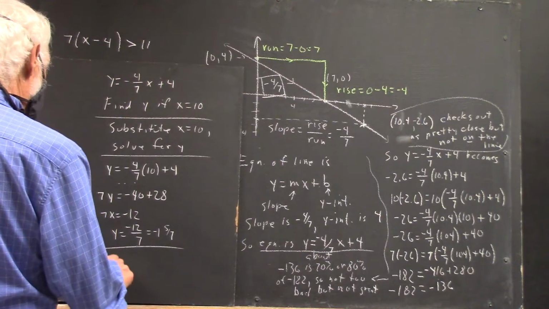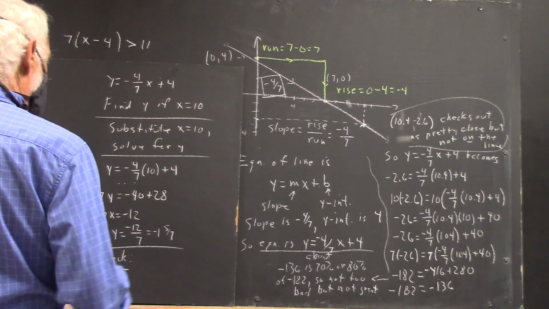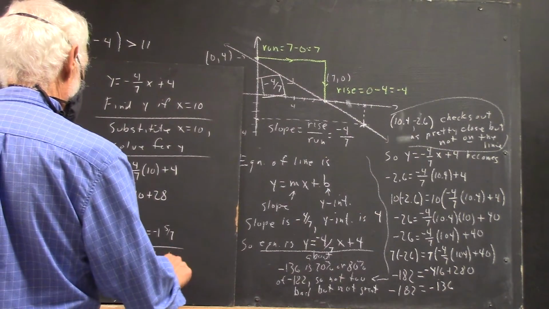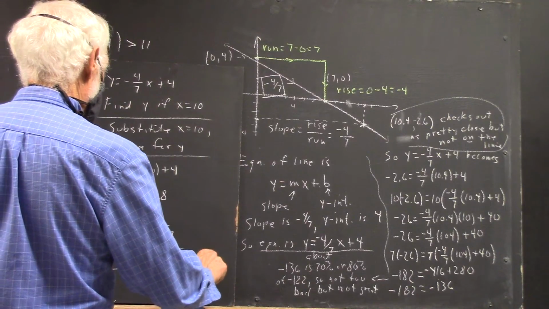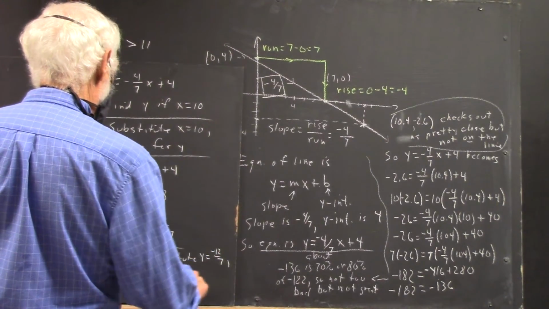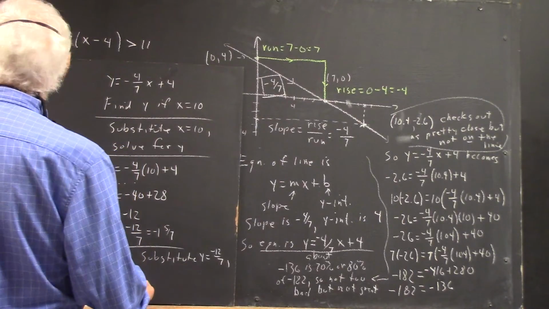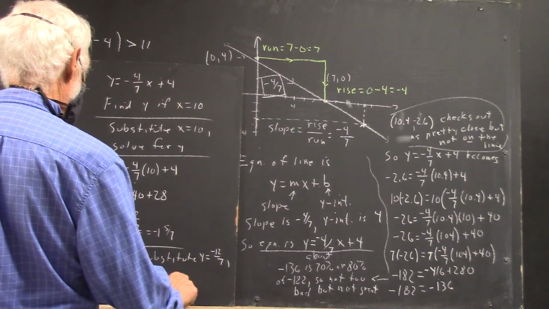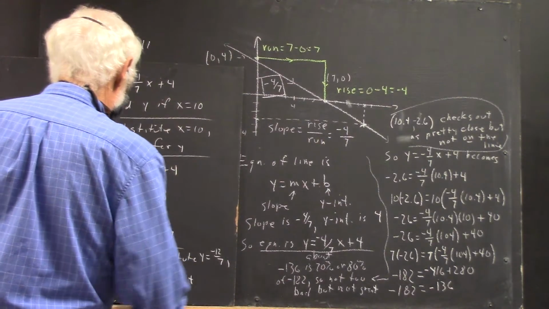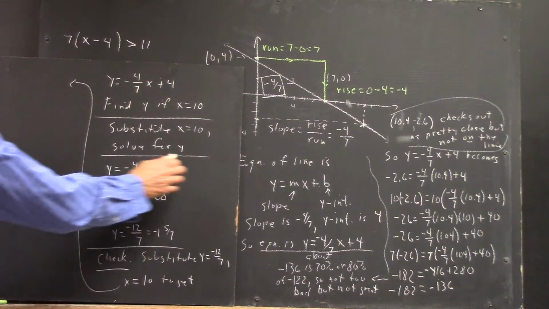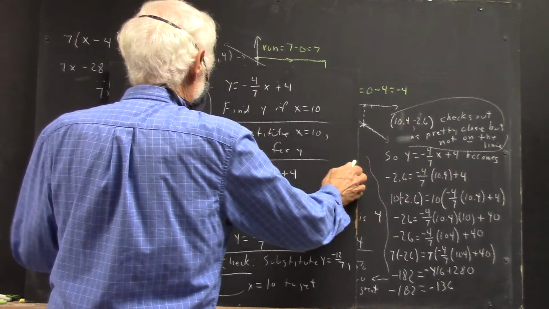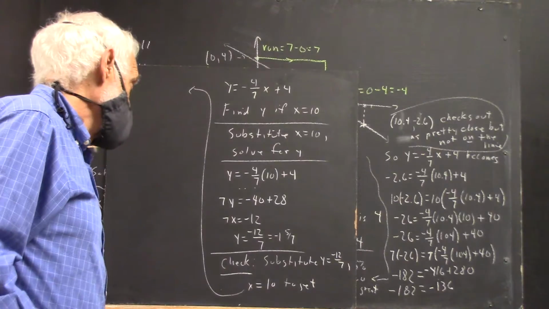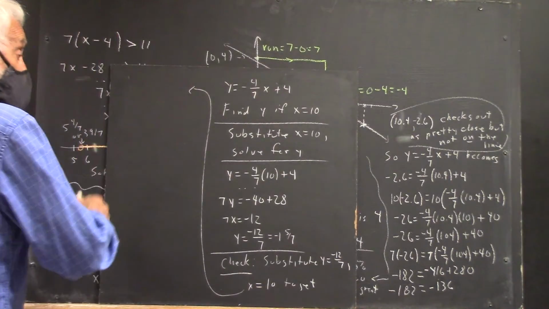And then we can check. Substitute y equals -12/7 and x equals 10 to get, and of course we come on up here and see what we get. Because that doesn't fit with my picture very well, I'm a little suspicious of it. I don't see anything wrong with it though. Pretty sure it's right. Let's see if it works.